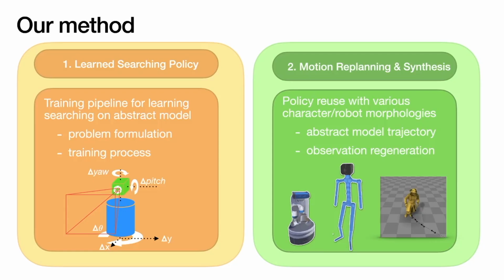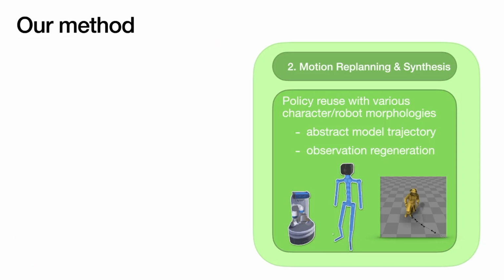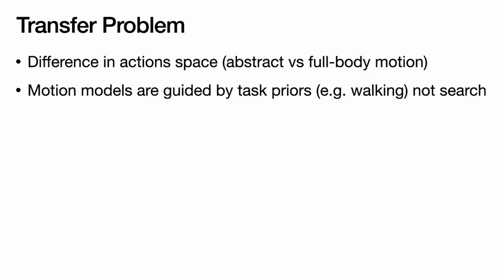Now that we have a searching policy that works with an abstract agent, we can start thinking about how we could deploy this policy with more complex creatures. A policy that works on the abstract agent cannot be directly deployed on the full body motion character because of the differences in the action space. Even if we use a trajectory that is generated by an abstract agent, while the motion generation policy will be following that trajectory, the head motion will not be relevant to the task.